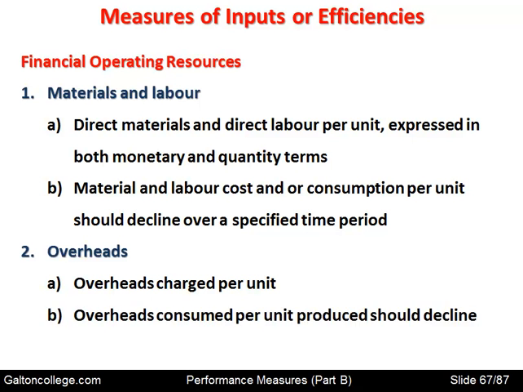Overheads consumed per unit produced should decline. Well, they should decline because as more is being produced, then on the average they should decline. The overheads are a fixed cost. The premises are fixed in size, let's say, and generally speaking, insurance and maintenance tend to be relatively fixed. So the more output that occurs, the smaller the overhead burden. So as the company grows, the overheads and the impact of the overheads on the unit costs should decline.